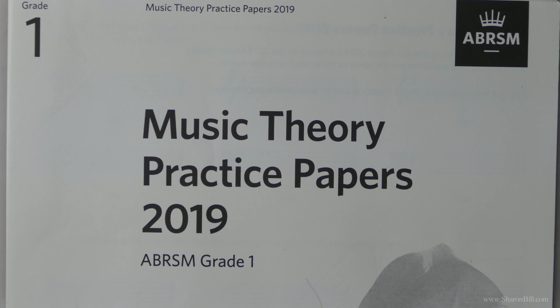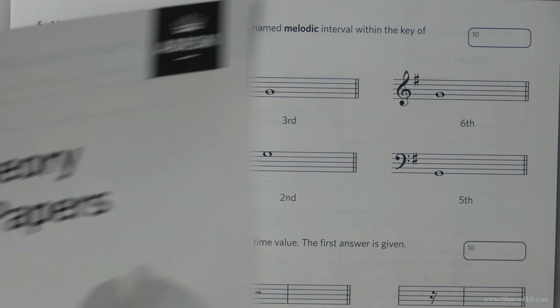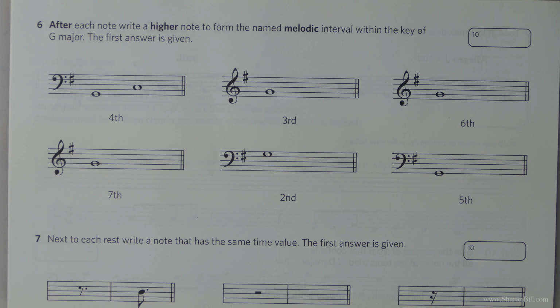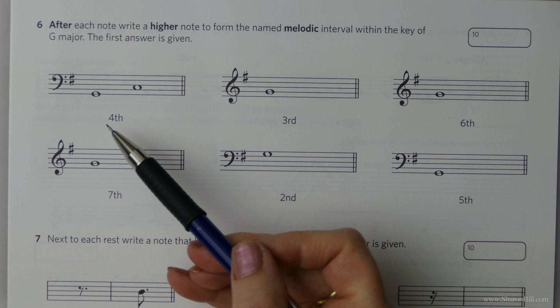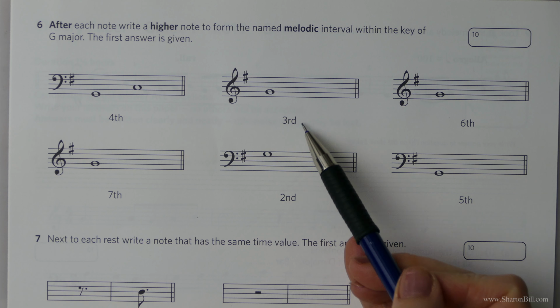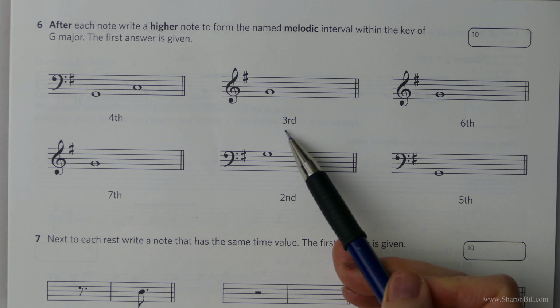And now we're going to continue with the Grade 1 2019 Paper C, and if you turn with me to page 13, we can continue with question 6. So question 6 is asking us to create intervals as to the number that they've given us.